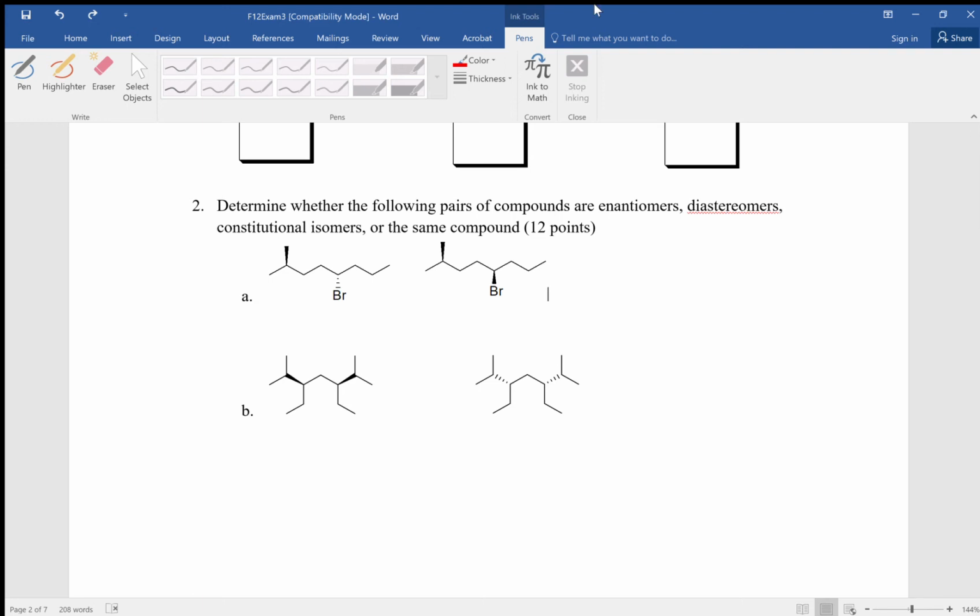Alright, so our second question on this exam looks at the difference between enantiomers, diastereomers, and constitutional isomers in the same compound. And so if we start with part A here, the first thing that should get our attention is that we have a bromine here. And we can see in one case it's pointing forward, and in one case it's pointing back.